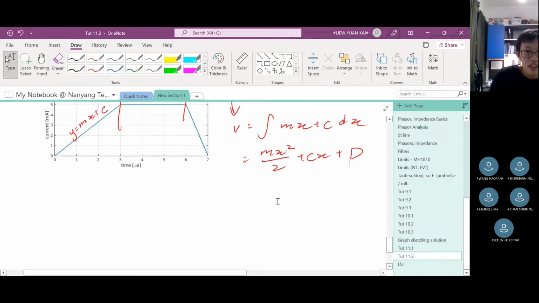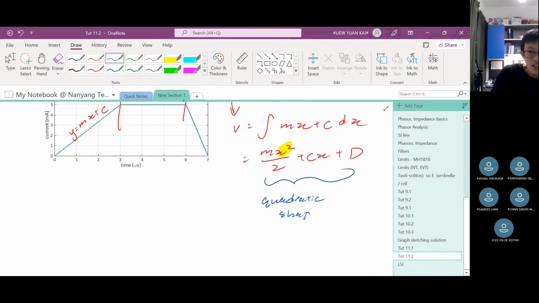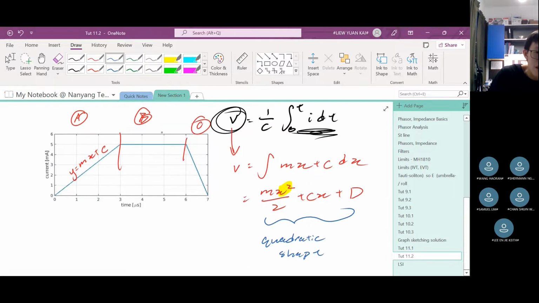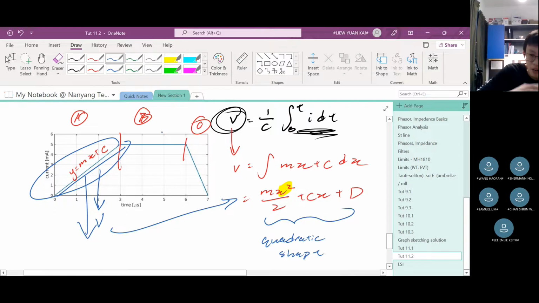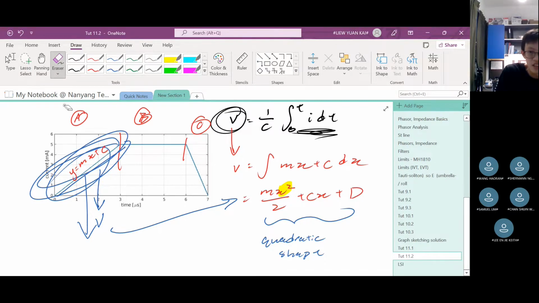Now, what do I know from this? This is x squared, so this tells me that this is a quadratic function, a quadratic shape. So if my current time graph shows a straight line, I integrate it to get the voltage, I will get this quadratic shape. That means this straight line will correspond to a quadratic curve, a parabola, from 0 to 3 microseconds, corresponding to this current time graph. Does everybody understand this? Okay.